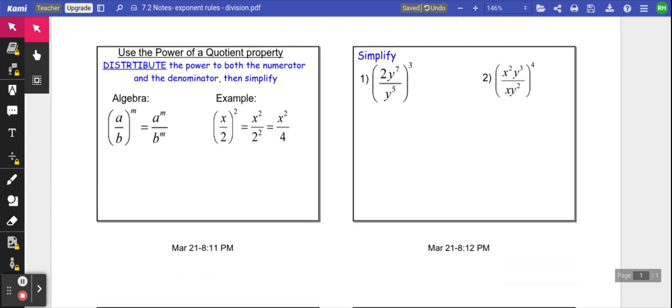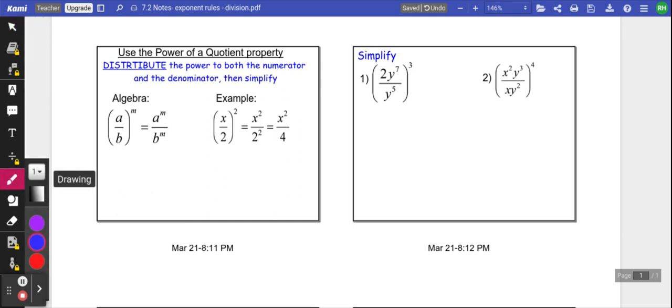Now, adding in parentheses means we're going to do the same thing that we were talking about earlier with parentheses. We're just going to distribute. So distribute the power to both the numerator on the top and the denominator on the bottom, and then simplify if you can. So if this is a over b to the m, the m has to go to the top and down here to the bottom. So a to the m over b to the m.